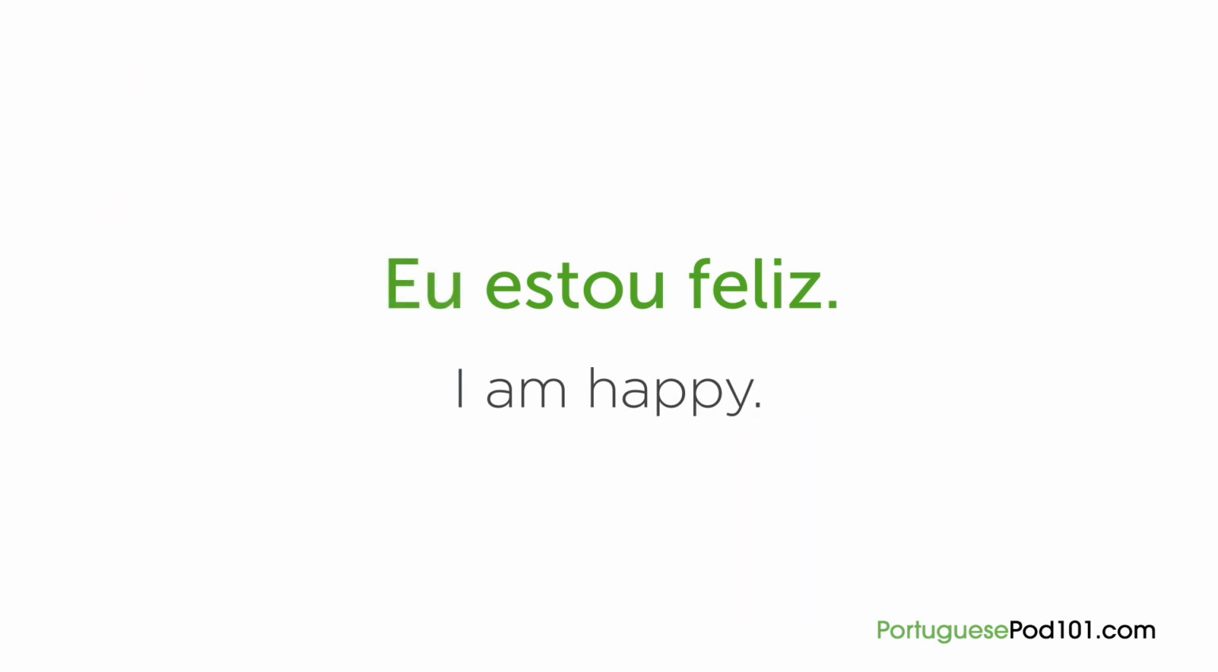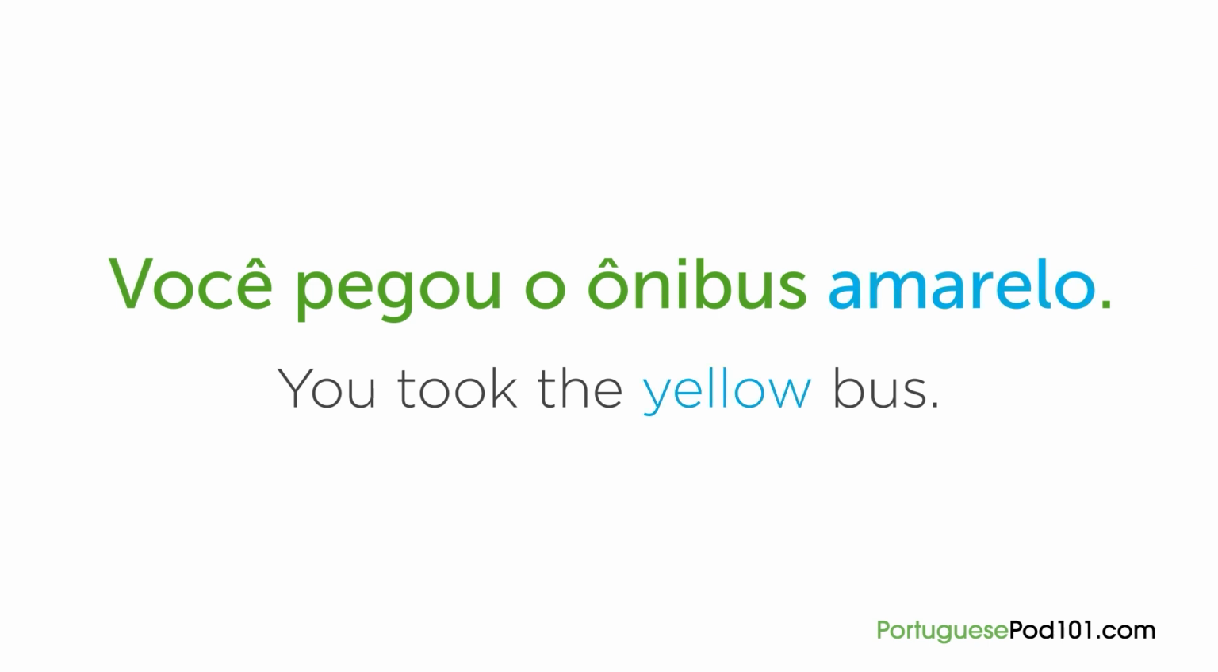There is one more aspect about Portuguese grammar that may be tricky. In Brazilian Portuguese, adjectives are almost always placed after their nouns, while in English, it's the other way around. Você pegou o ônibus amarelo. Noun, adjective. You took the yellow bus. Adjective, noun.